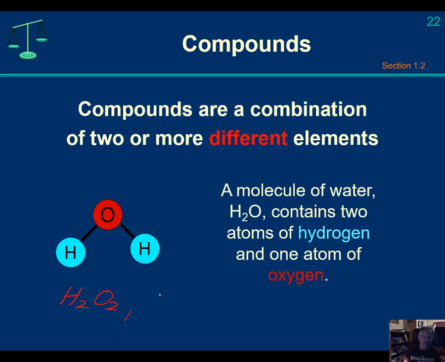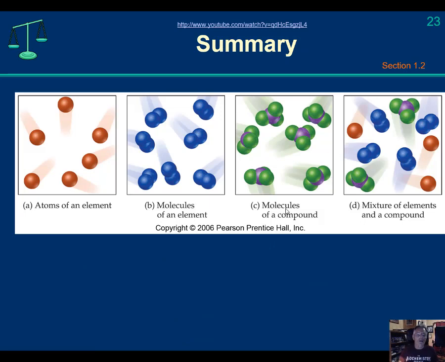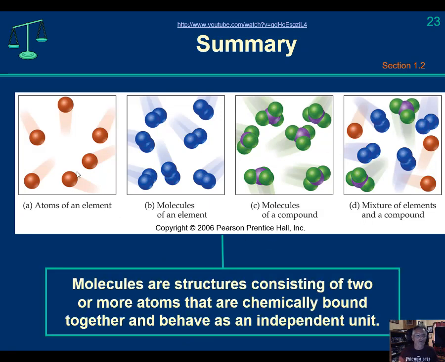Okay? Here is another compound, C6H12O6. If you're a biologist or you've had biology, you may be familiar with glucose. And glucose is a compound. Why is it a compound? Because there is more than one different element chemically bound to each other in a single unit of that substance. All right, let's go ahead and summarize what we've learned so far.